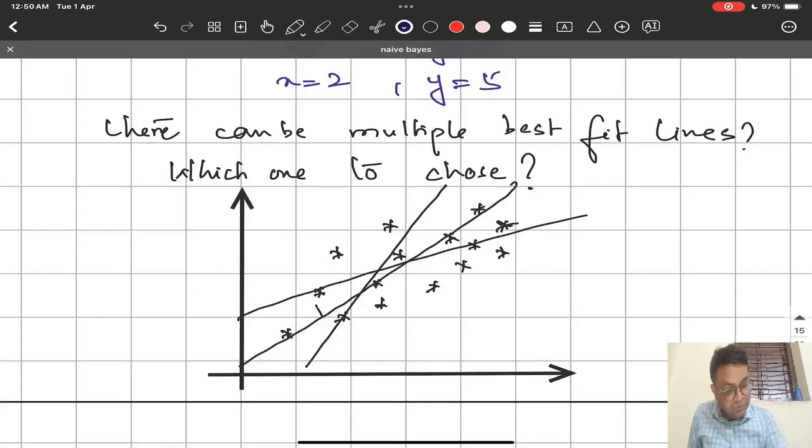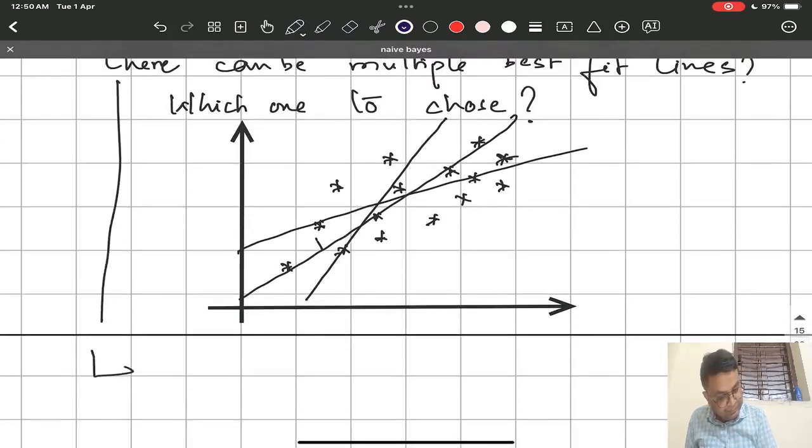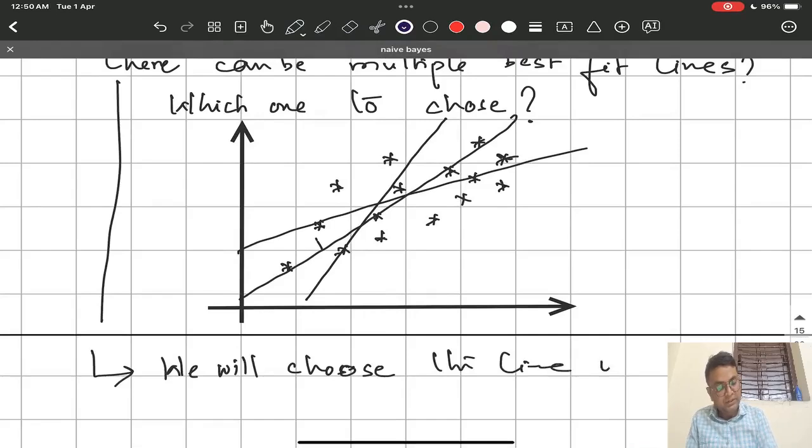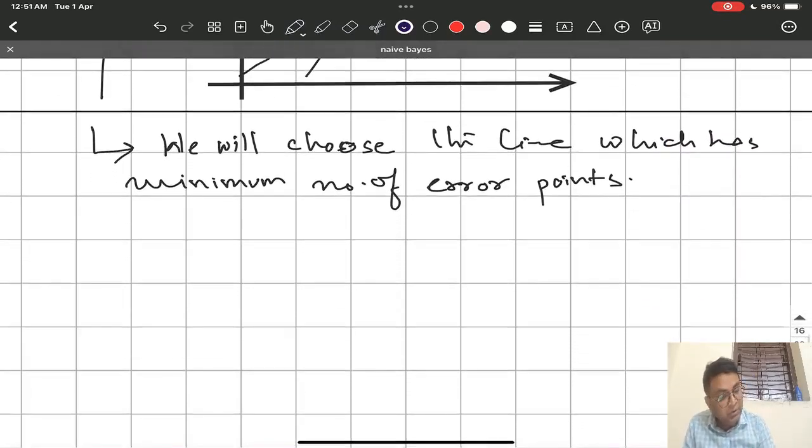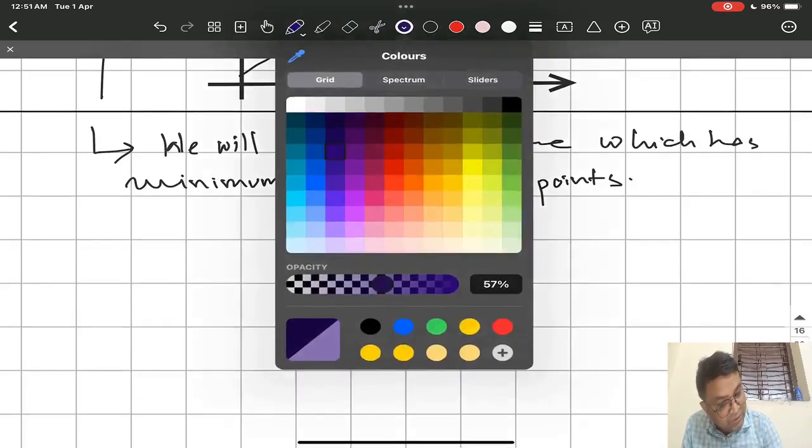So we will choose the line which has the minimum number of error points. Minimum number of error points means, for example, here there is a point, so this has an error, here this has an error, this has an error. The line with the minimum number of error points, we will choose that. So how to choose that? For that we are going to take a cost function. Now what is a cost function? That we will discuss now.